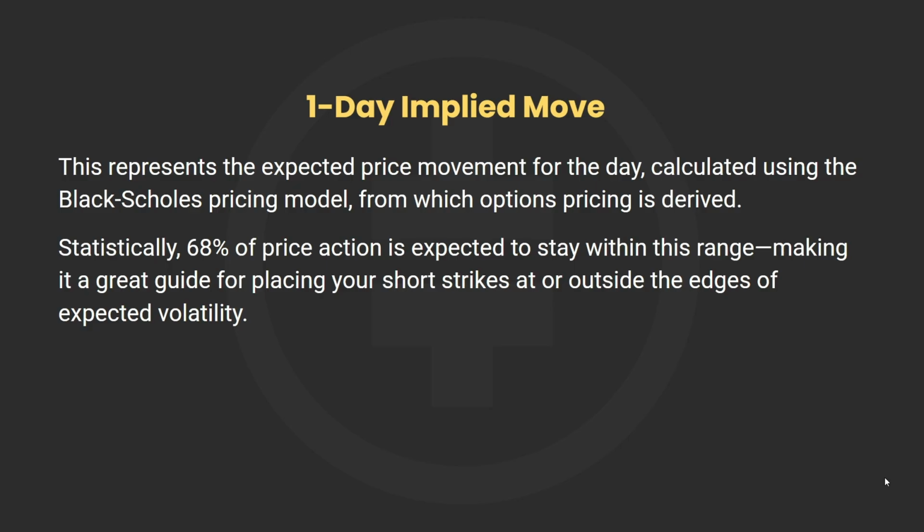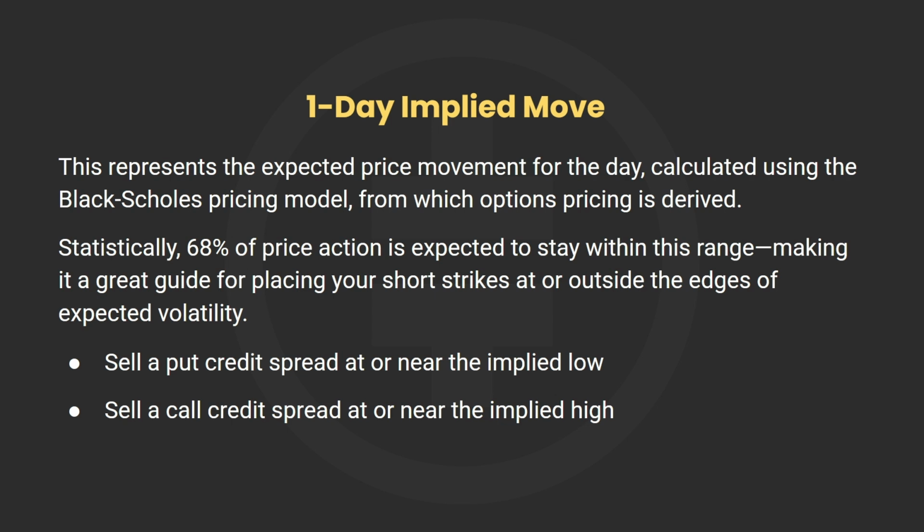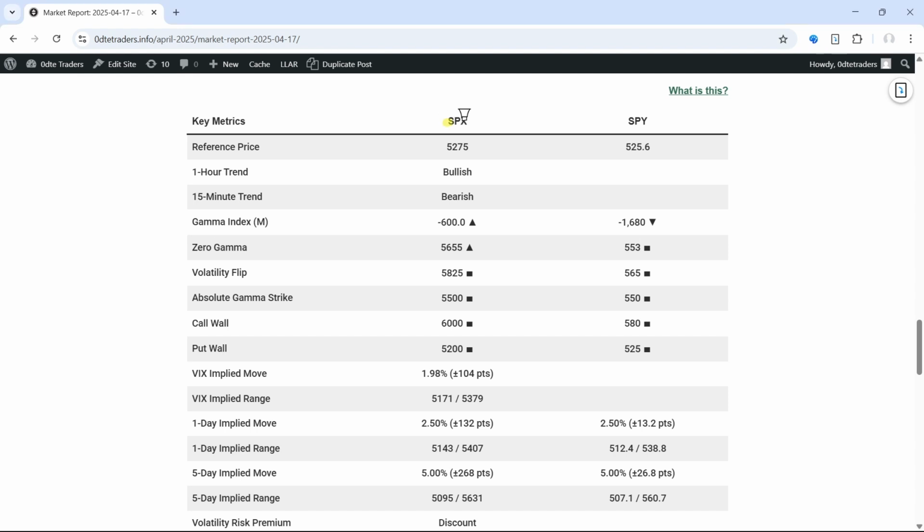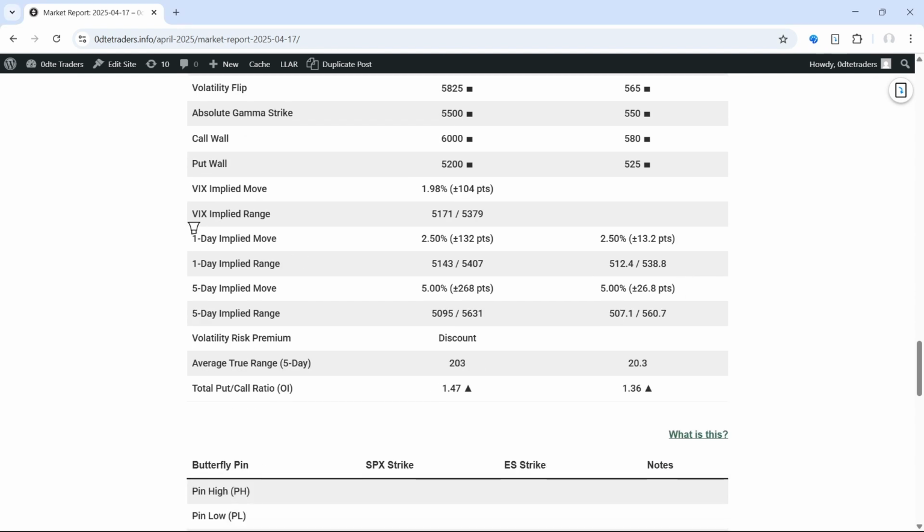Sell a put credit spread at or near the implied low, and sell a call credit spread at or near the implied high. If you're a member, this data is available every morning within our daily market report, or you can obtain the 1-day implied move directly from the option chain, which is generally calculated by your broker.